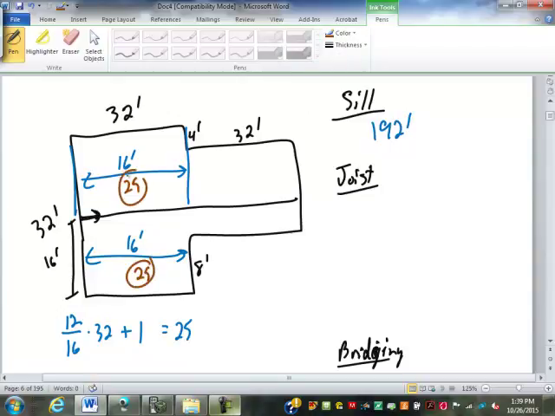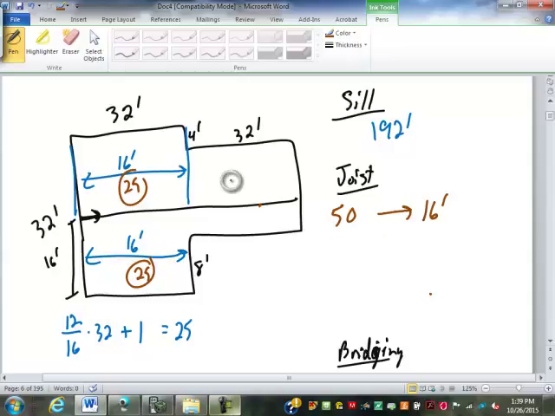Is there any other place we need 16 footers? We'll need them over here, but there are no 16 footers there. There'll be 12s and 8s over there. So we have 50 16 footers.